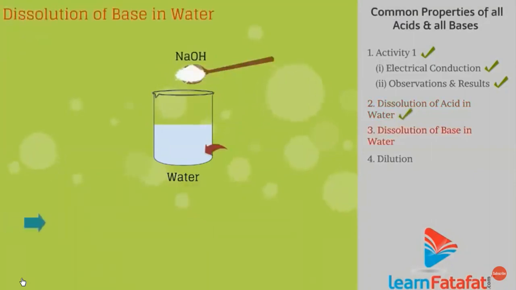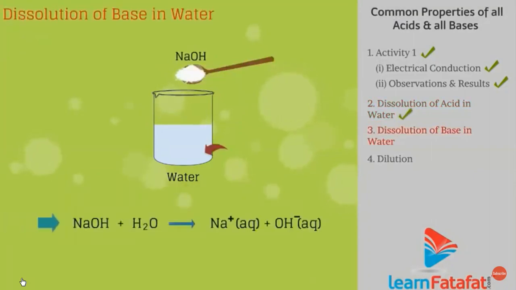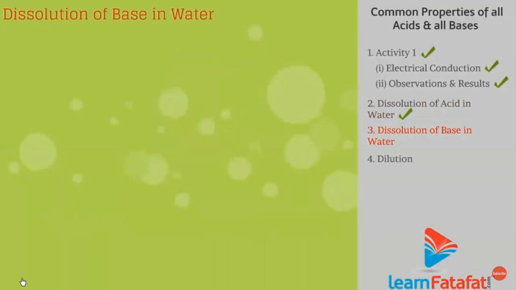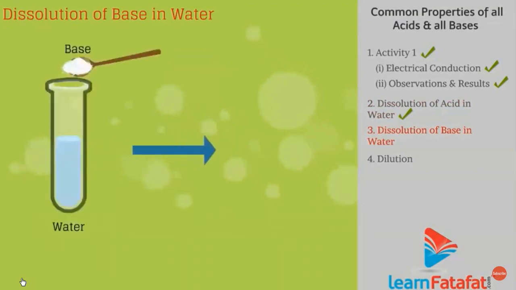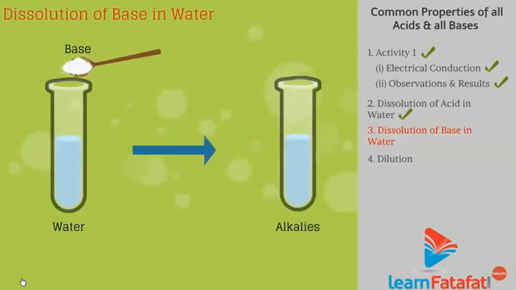Now the next concept, that is dissolution of base in water. Whenever we add bases to water, which ion will be liberated? OH- ions will be liberated because bases are represented by OH- ions. So it is very clear now that acids liberate H+ ions and bases liberate OH- ions.